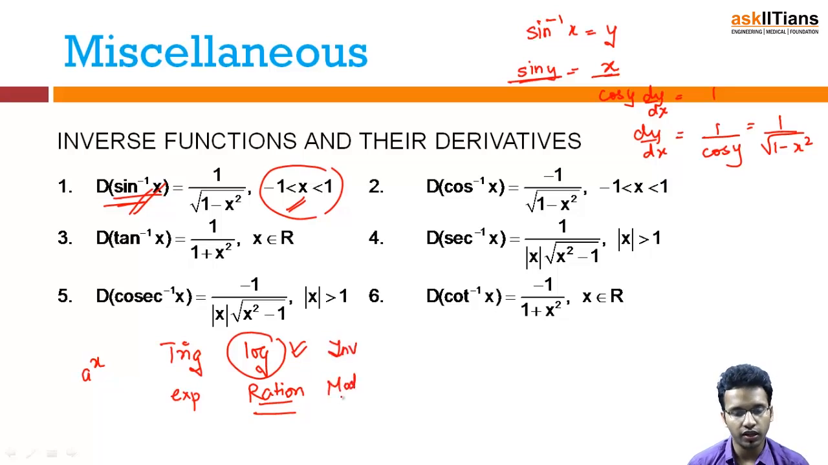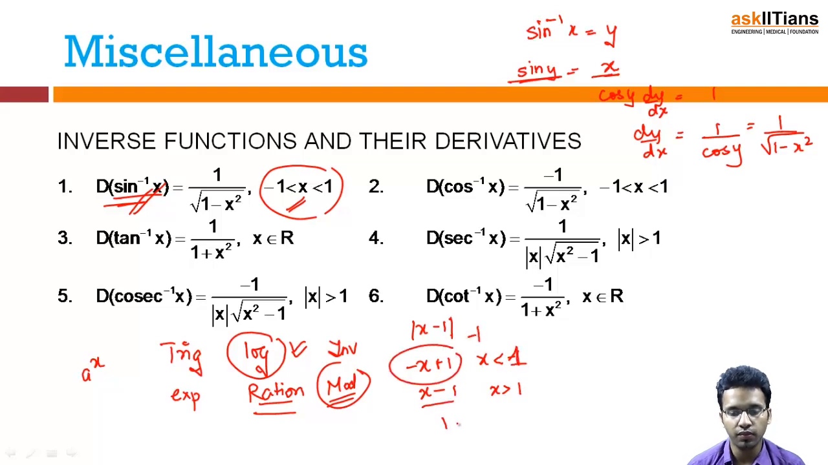For the mod function, what we need to do is we always need to open up the function first. There will be 2 derivatives. For example, if I am talking about mod x minus 1, I will be writing it as minus x plus 1 and x minus 1 in their suitable ranges, when x is less than 1 and when x is greater than 1. Now you will differentiate it, it will be minus 1 and plus 1. Like you did in the continuity part, we say left hand derivative and right hand derivative, so clearly they are not equal.